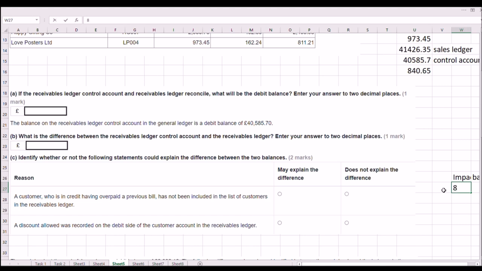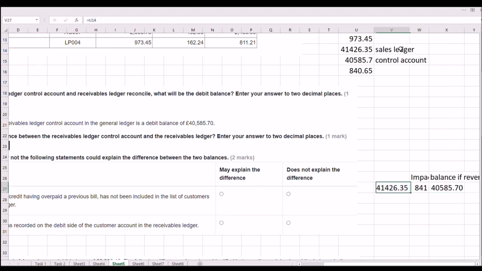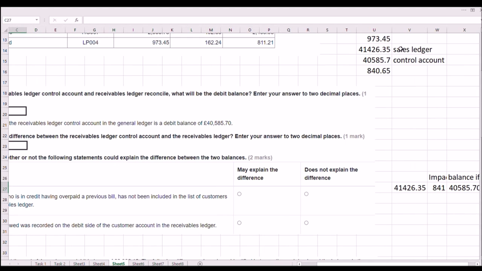So the impact is we've got higher debit in there, and if you want to just create an amount, really. You start off with the figure, and then you take that off it. So we're going to reverse this, minus that, and that gets us the figure. So that could be the answer. That may explain the difference.